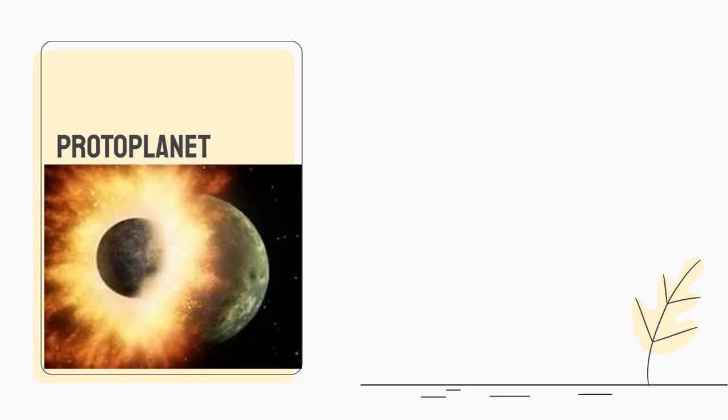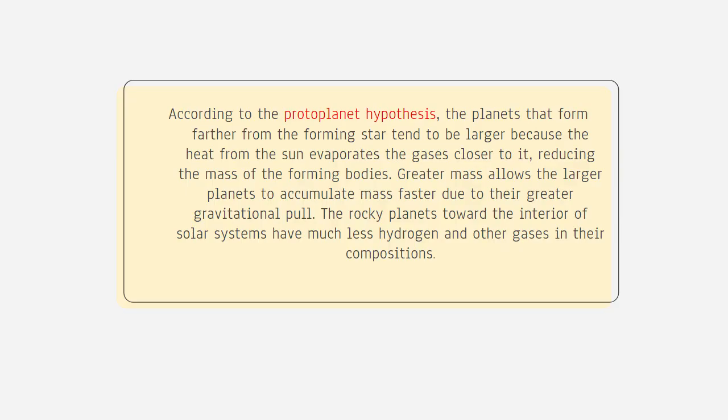Next one, we have the protoplanet. So, what is a protoplanet? According to the protoplanet hypothesis, the planets that form farther from the forming star tend to be larger because the heat from the sun evaporates the gases closer to it, reducing the mass of the forming bodies. The greater mass allows the larger planets to accumulate mass faster due to their greater gravitational pull.